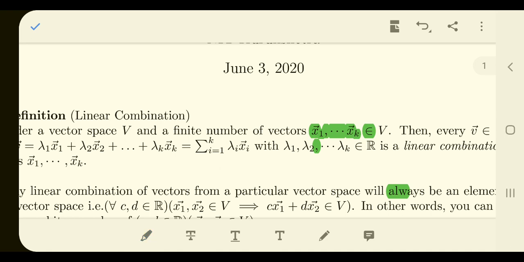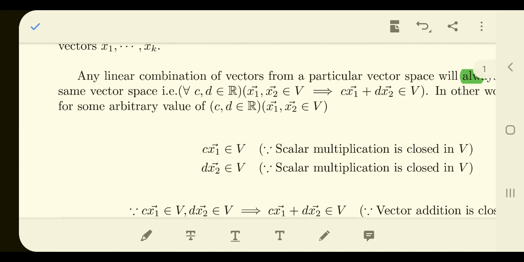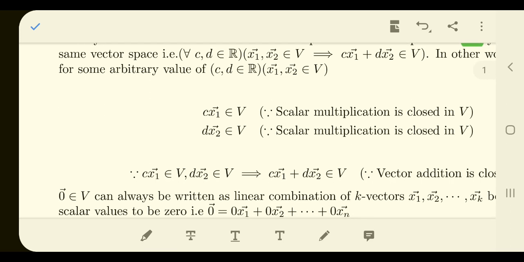The fact goes like this. Since scalar multiplication is closed in V, any scalar c times any vector x1 in V is a vector in V. Similarly, if there is any other vector x2 and you multiply it with some scalar d, the resultant vector is also in V because scalar multiplication is closed in V. And since cx1 and dx2 are two vectors in V and vector addition is closed in V, therefore cx1 plus dx2 is in V, which essentially means that the linear combination of two vectors is closed in V.